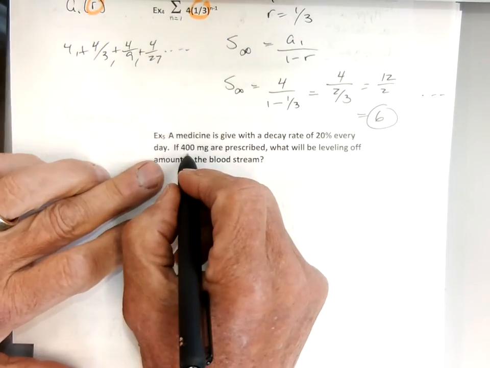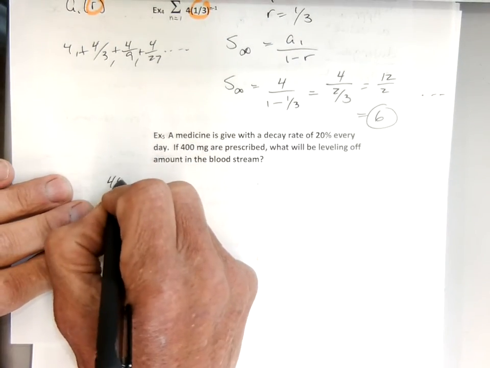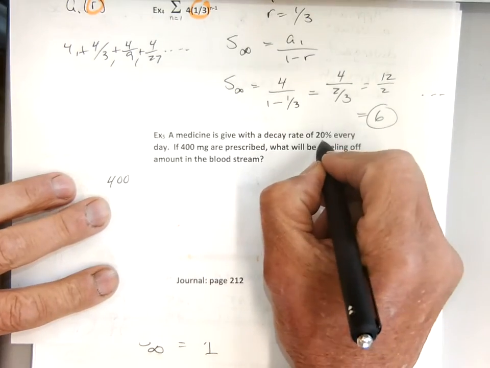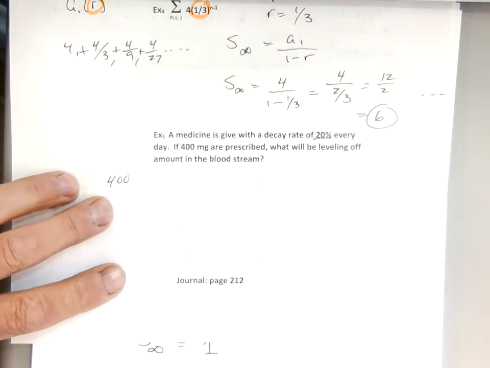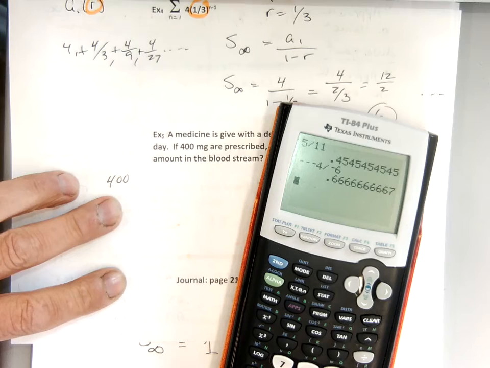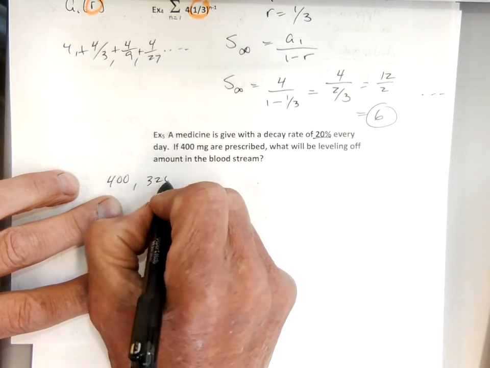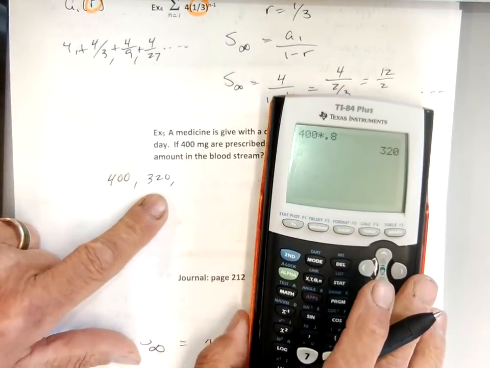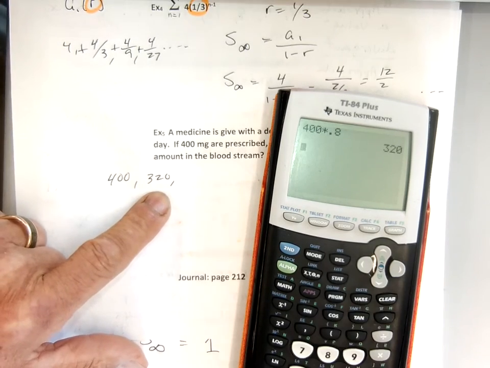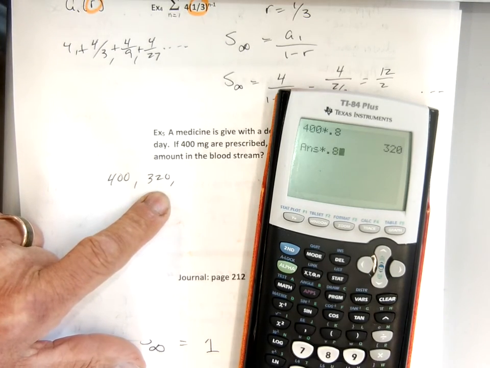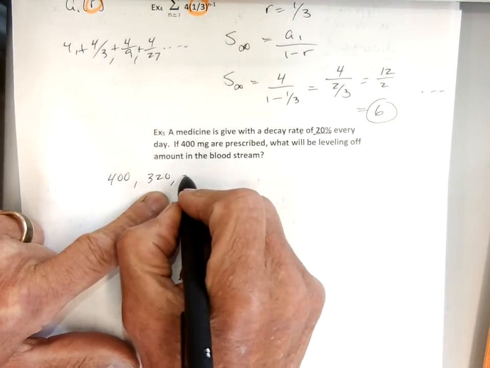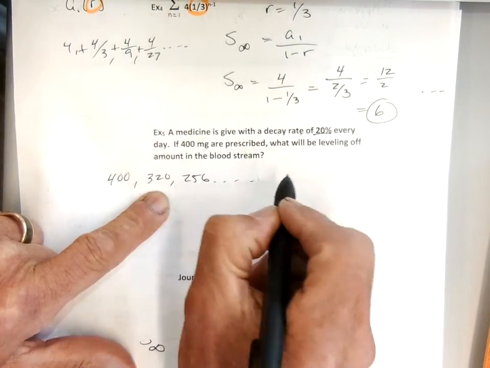So this person has to take 400 milligrams, right? But it's got a decay rate of 20% every day. So that means 80% would be left, right? So I'd have my 400 times my 0.8. And so then I'd have 320 of it left in my system. And then if I kept doing that and multiplied that by 0.8, I'd have 256 left in my system, and so forth and so on, right?